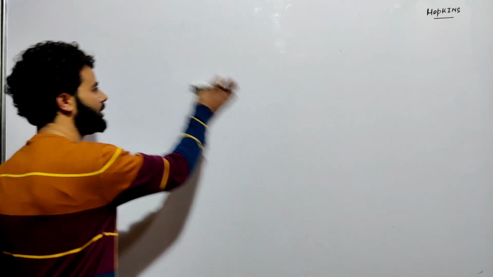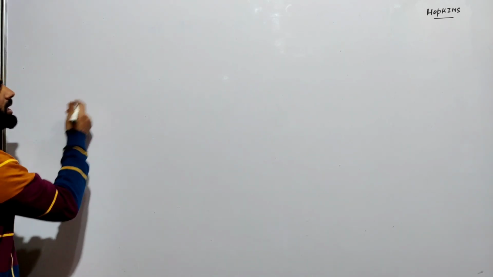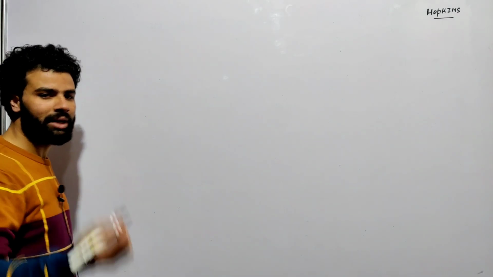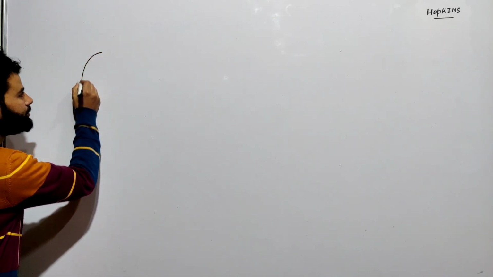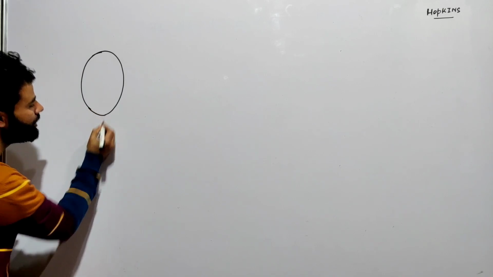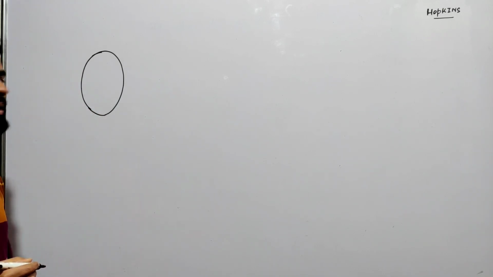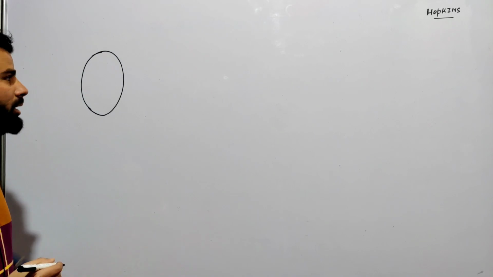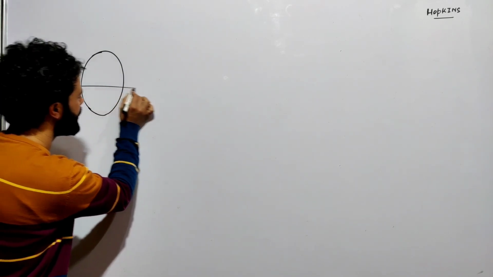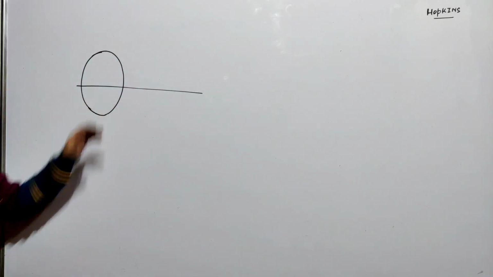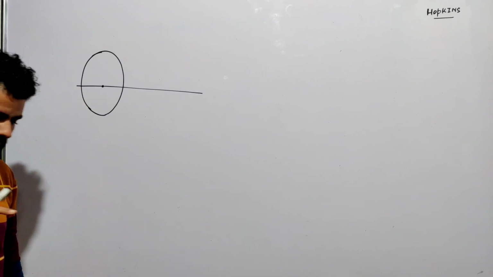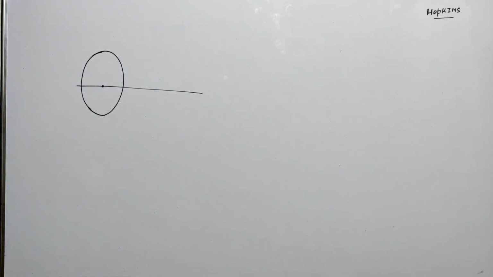So let me draw here a circular ring. I would be drawing it very differently because that would make my calculations very easy. Okay, this is some circular ring. Even though it doesn't seem to be a circle, for the point of convenience, I'm drawing it like this. Okay, and let's say this is some axis passing through the center of mass, passing through its center. This is the circle, and let's say this is the axis passing through its center of mass.